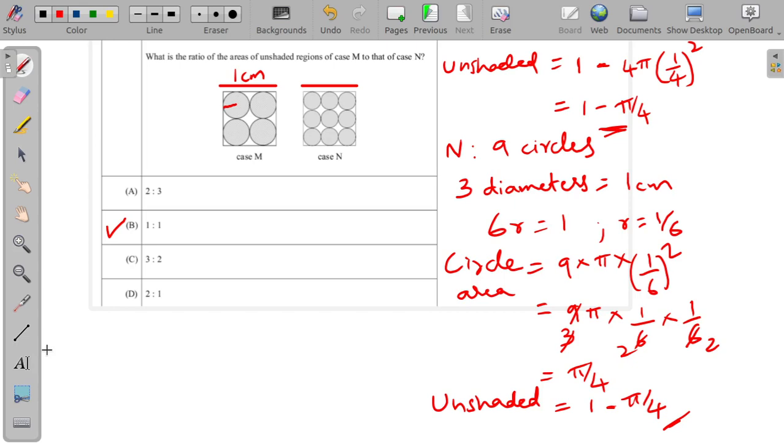Since both the unshaded areas are the same, the ratio is 1:1. Intuition gives a feel that in case of the larger number of circles, the unshaded area is lesser. There are more circles, but it's really not the case. You can actually extend this to even higher cases, let's say 16 circles or maybe 25 circles, or even higher up, the unshaded area will remain the same. That's one observation we can make here.